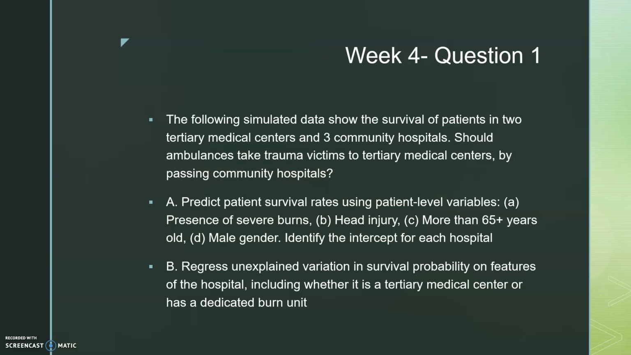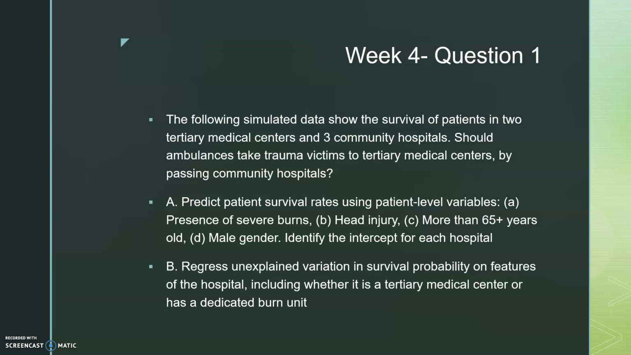The question presented is as follows. The following simulated data show the survival of patients in 2 tertiary medical centers and 3 community hospitals. Should ambulances take trauma victims to tertiary medical centers, bypassing community hospitals?